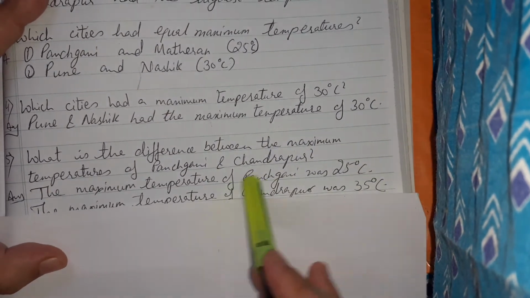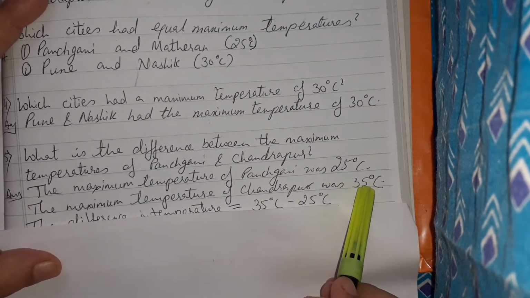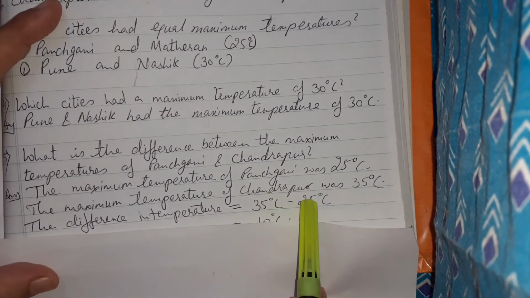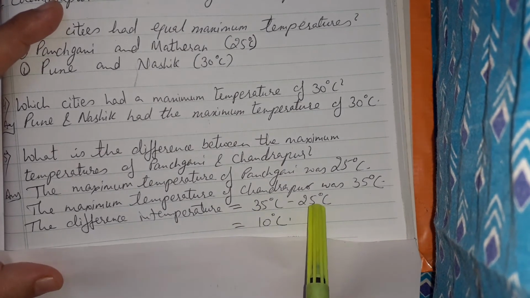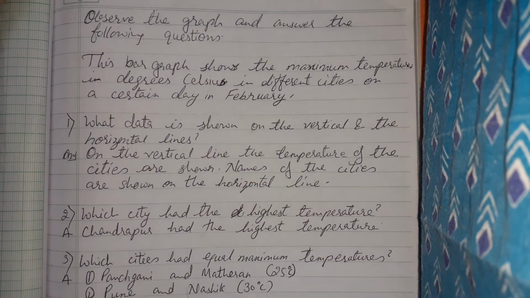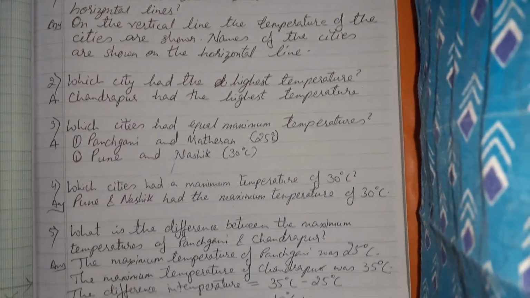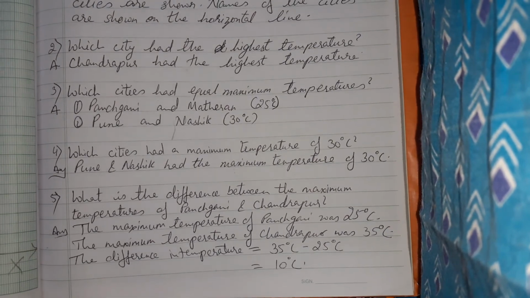What is the difference between the maximum temperatures of Panchgani and Chandrapur? First of all, Panchgani has 25 degrees and Chandrapur has 35. Difference means we have to subtract, so 35 minus 25 is 10 degrees. So in this way you have to answer the questions related to the graph and draw the graph also.